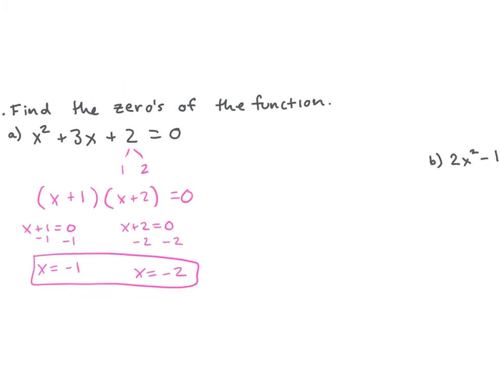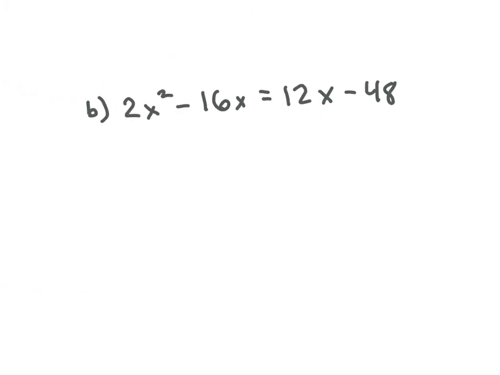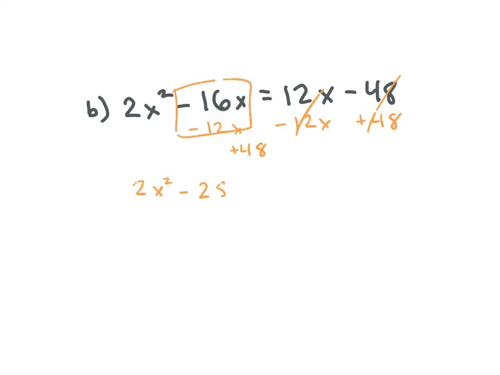All right, let's look at B. What do we have to do first here? Move them all to one side. So I'm going to subtract 12x and add 48 so I get them to cancel out on one side. So now I have 2x squared. I can combine these two together to negative 28x plus 48 is equal to 0.